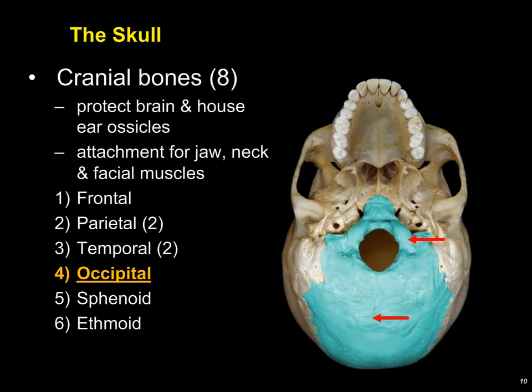Another feature that's on the back of the occipital bone is something called the external occipital protuberance. And this is just a very big bump on the back of the head that allows for the attachment of various neck muscles, for example the trapezius.